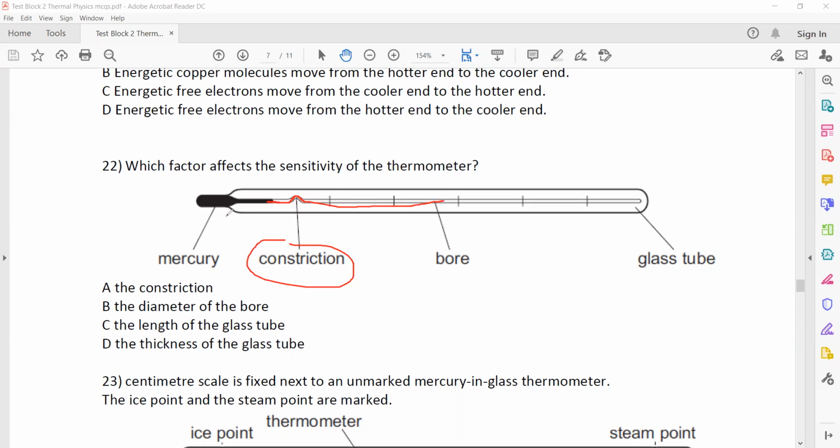But as the thermometer is now not in contact with the surface, the liquid will contract. But as the liquid contracts, it will not move or return back to the bulb. Why can it not return back to the bulb? Because of this constriction. So we will have a record of the temperature, what was the last temperature recorded on this thermometer.